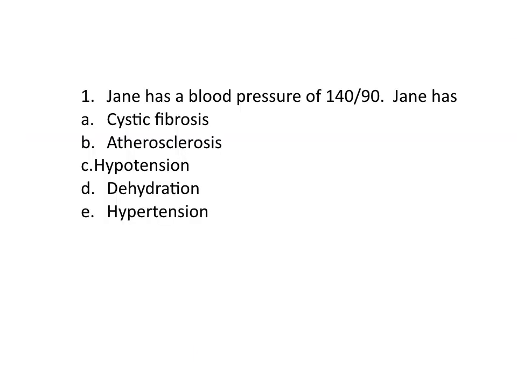Let's see if you can answer this question. Jane has a blood pressure of 140 over 90. Jane has, well, those are both above normal range. So Jane would have hypertension. Now, hypo is lower than normal. Hyper is more than normal.